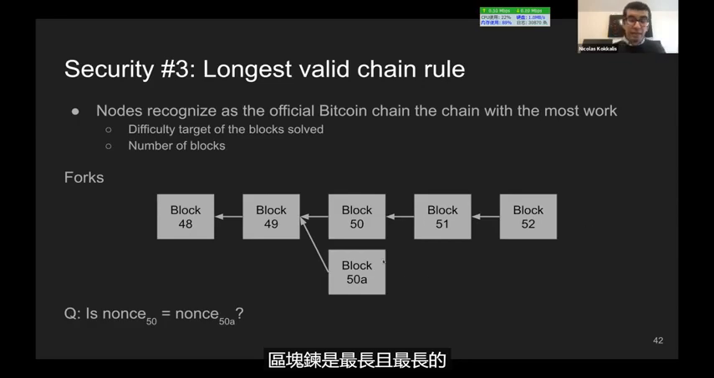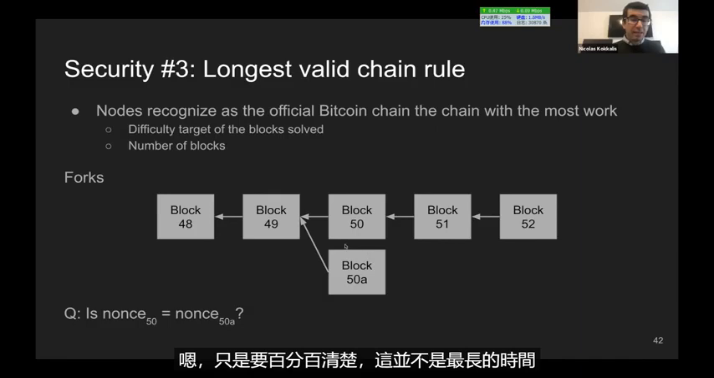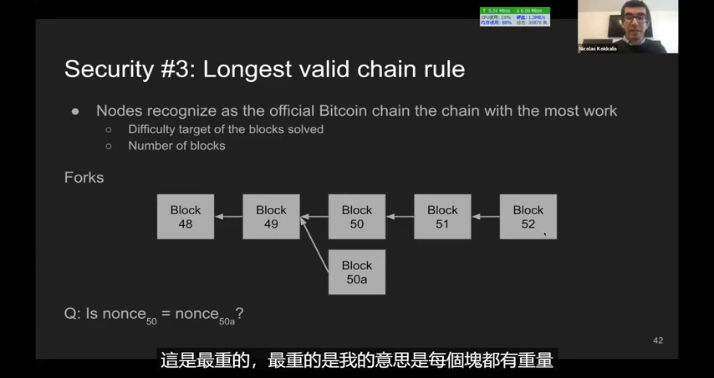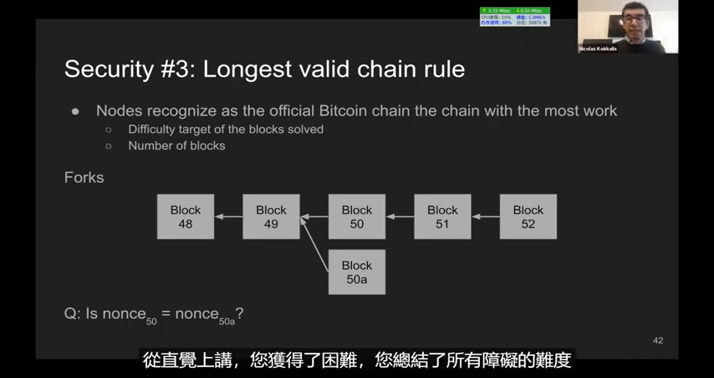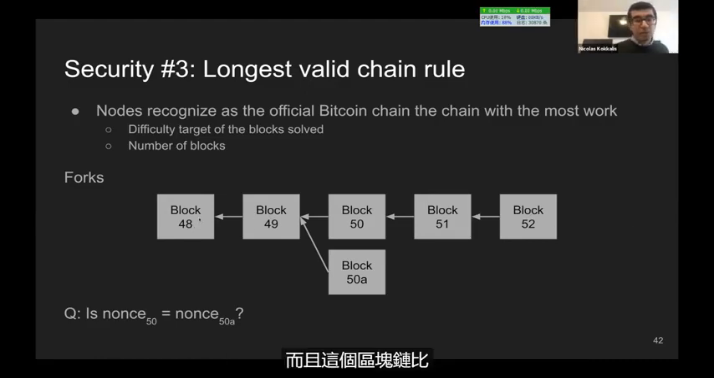Just to be 100% clear here, it's not really the longest, it's the heaviest. By heaviest, I mean each block has a weight. The weight is the difficulty D. Intuitively, you sum up the difficulty of all the blocks, and this blockchain is heavier than this blockchain, so you take this blockchain.